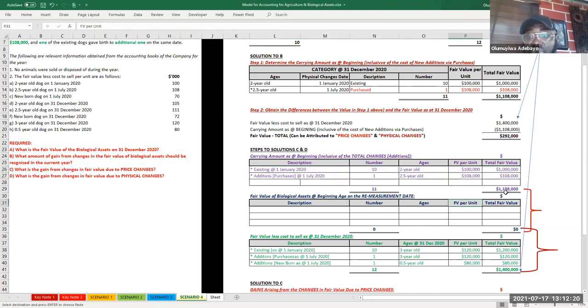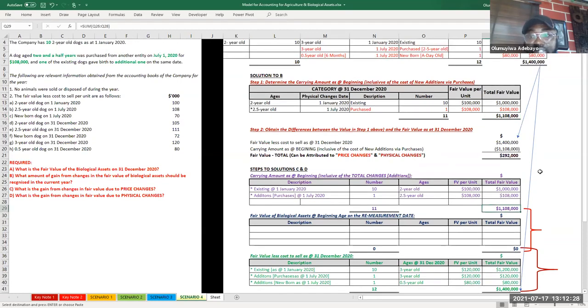This is what we had before, 1108, which is this same 1108 here. Can you see it? Okay, but this does not include the newborn baby. But now we are going to include the newborn baby, because what we want to achieve is that we want to identify these 292. How do we separate price changes from physical changes? This.